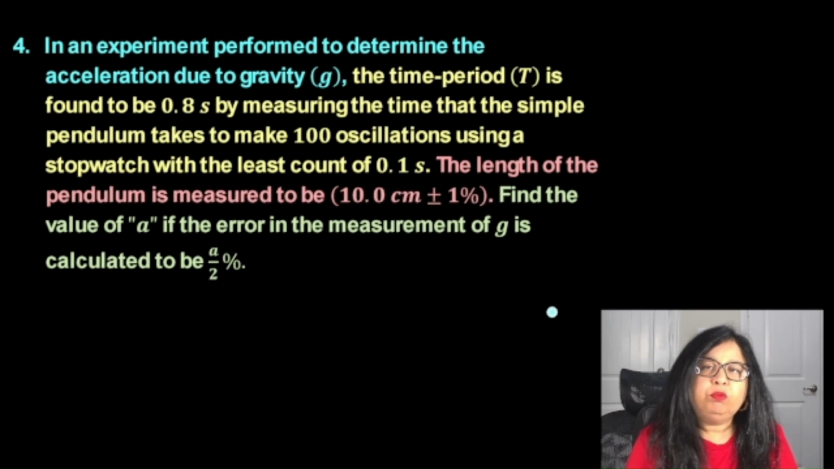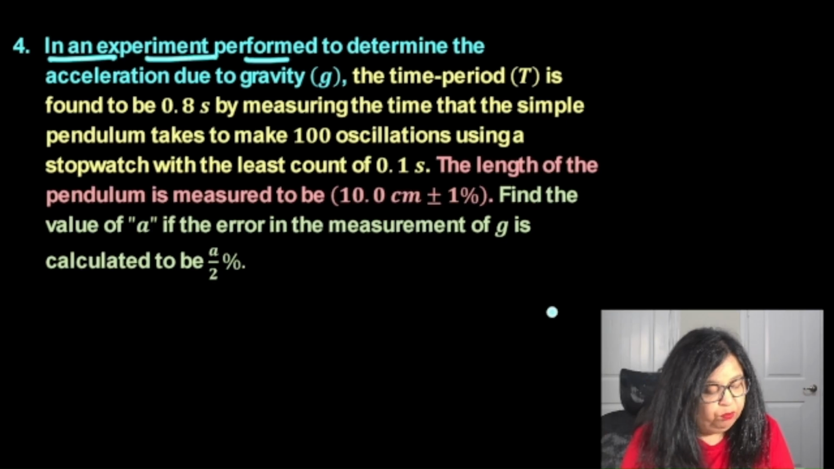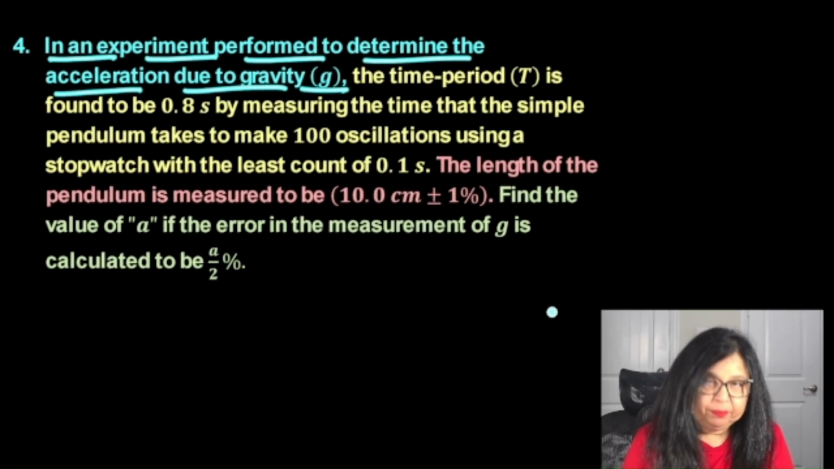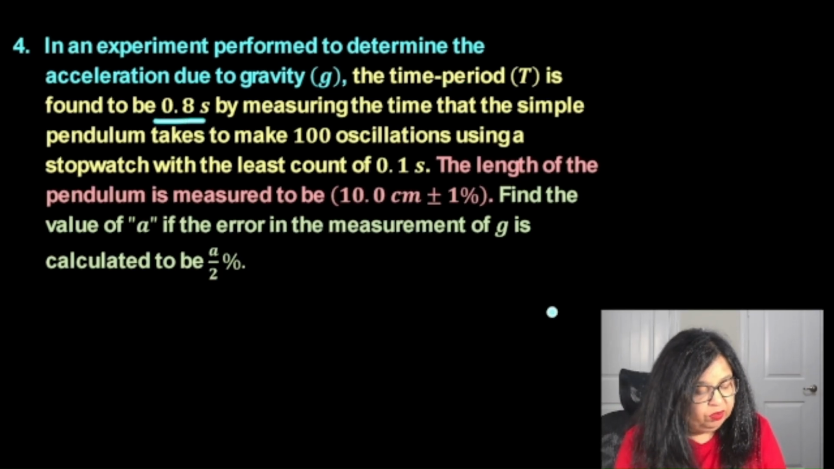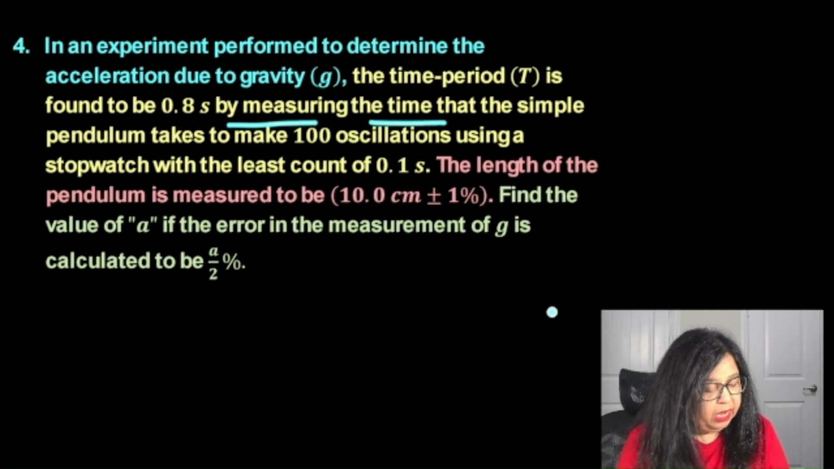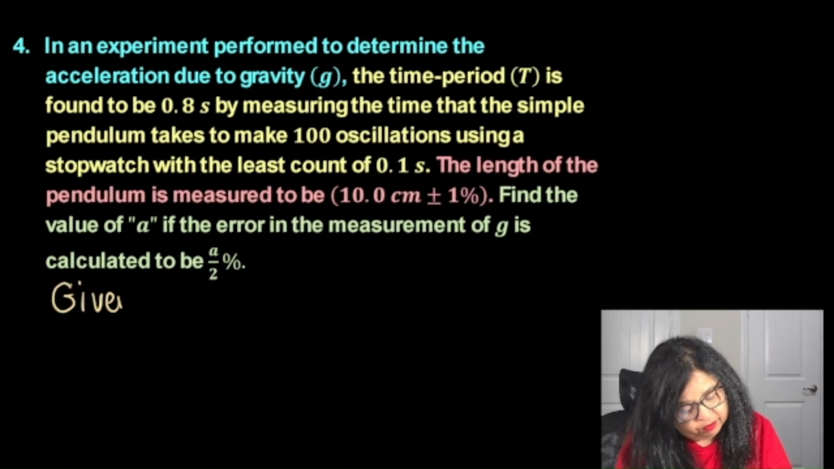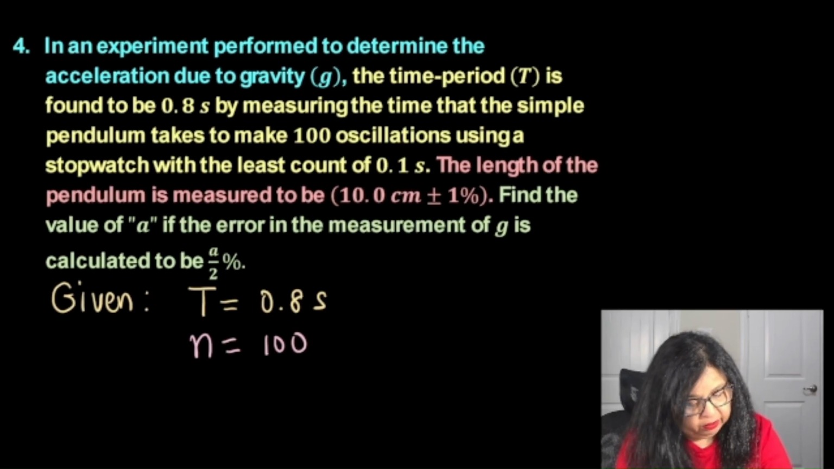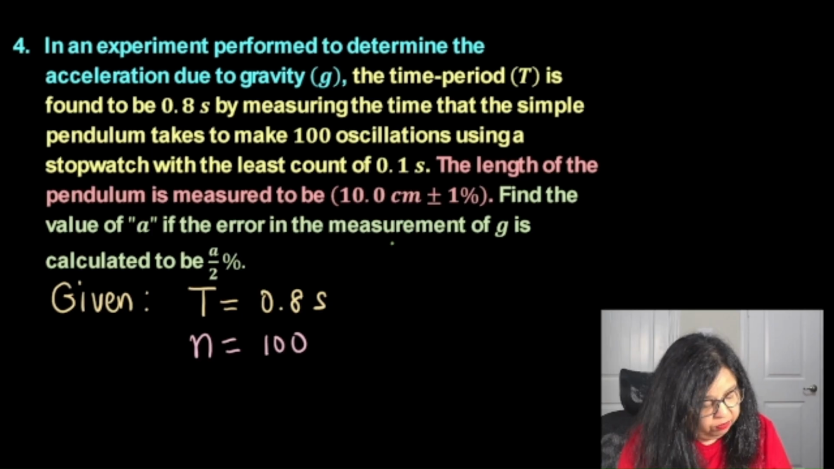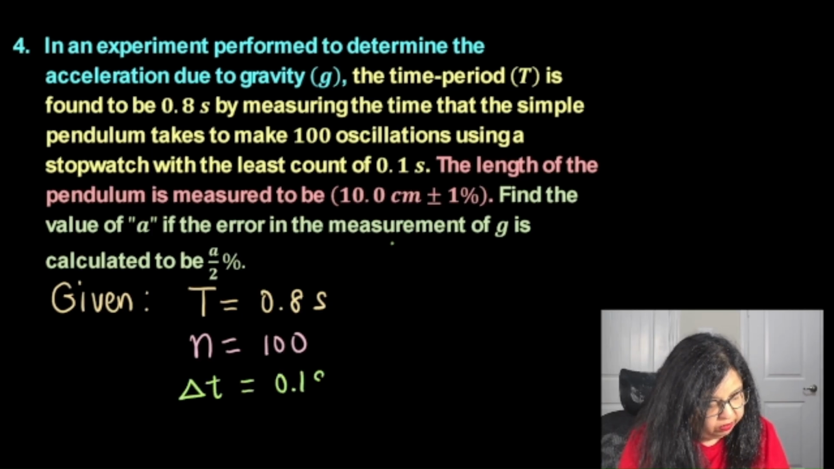Let's read the statement of problem number 4 together. In an experiment performed to determine the acceleration due to gravity. Another problem based on acceleration due to gravity. The time period, uppercase T, is found to be 0.8 seconds by measuring the time that the simple pendulum takes to make 100 oscillations using a stopwatch with the least count of 0.1 seconds. Okay, let's write down what's given to us so far. Given time period is 0.8 seconds. Number of oscillations measured, N, is 100. What else? The least count of the stopwatch, delta lowercase t, is 0.1 seconds.